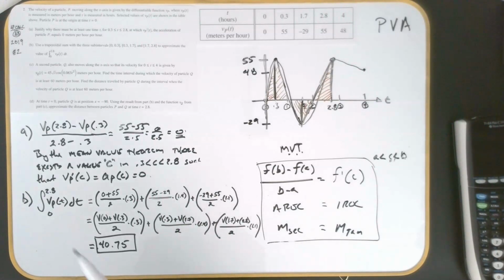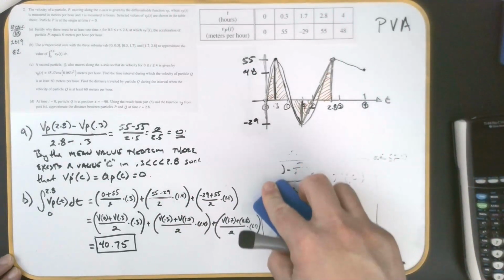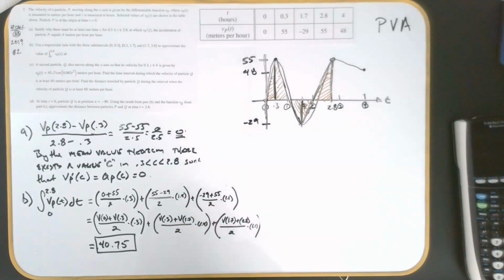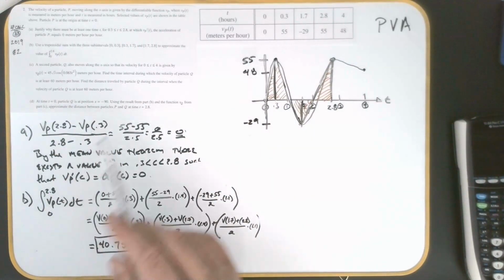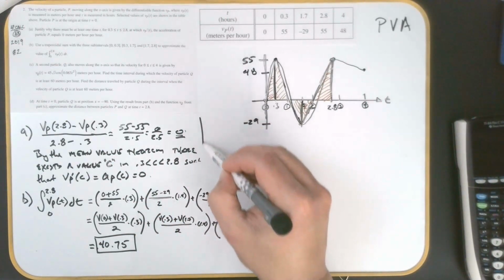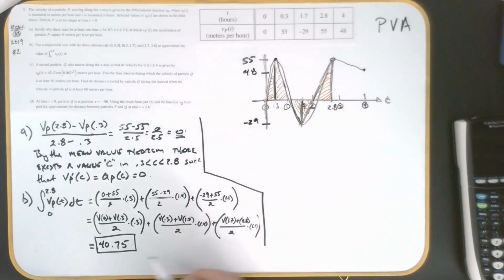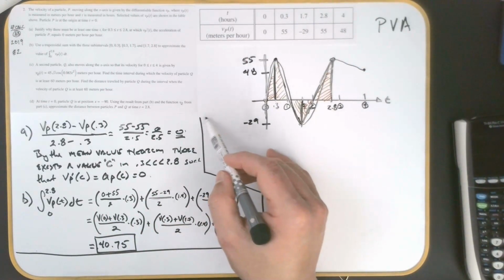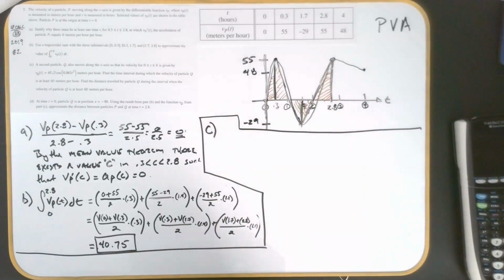Part C says a second particle, Q. Let's erase some work here and make some space. A second particle, Q, moves along the x-axis for this 4-hour window, and now they give us its velocity. I'll put the C right here. We'll see if we have enough room here for everything.